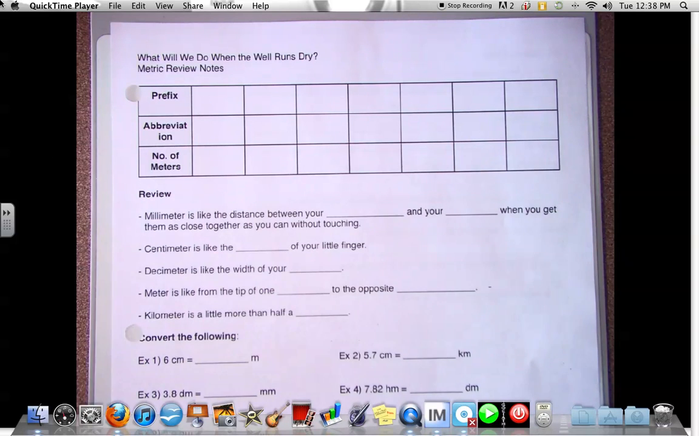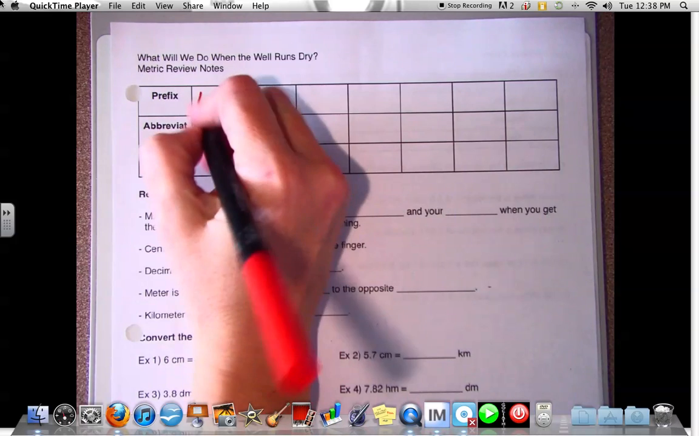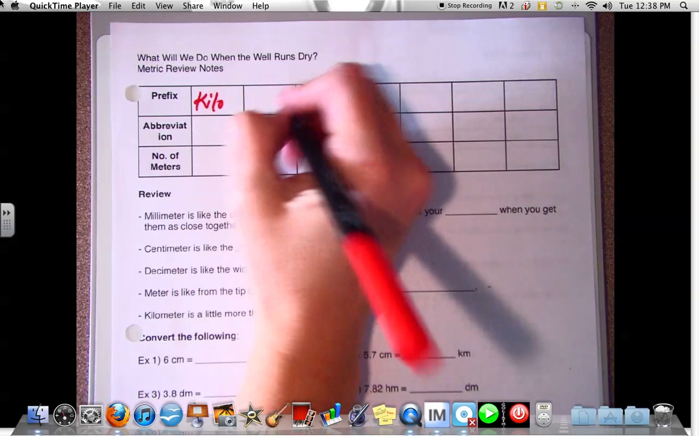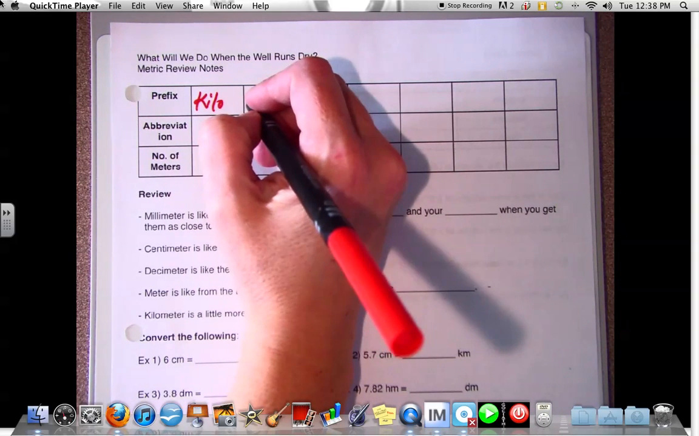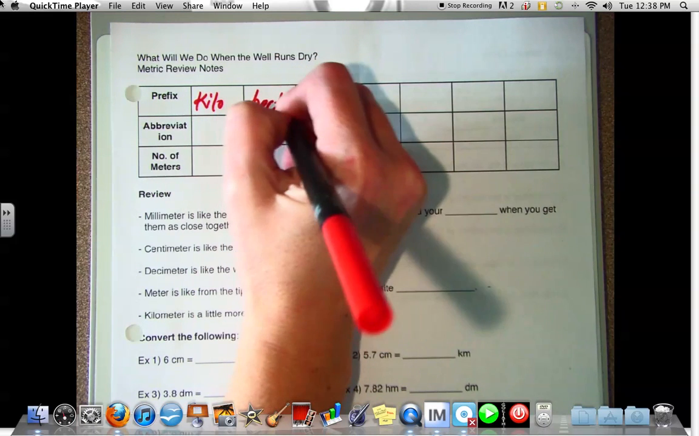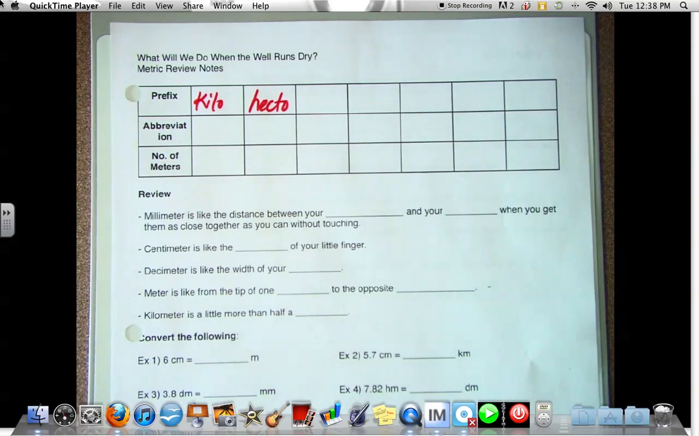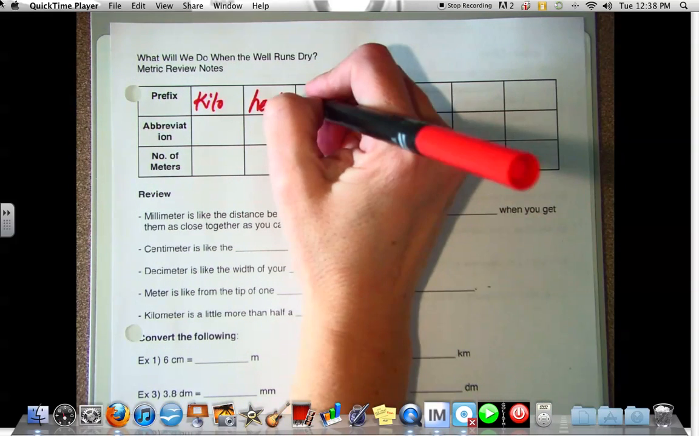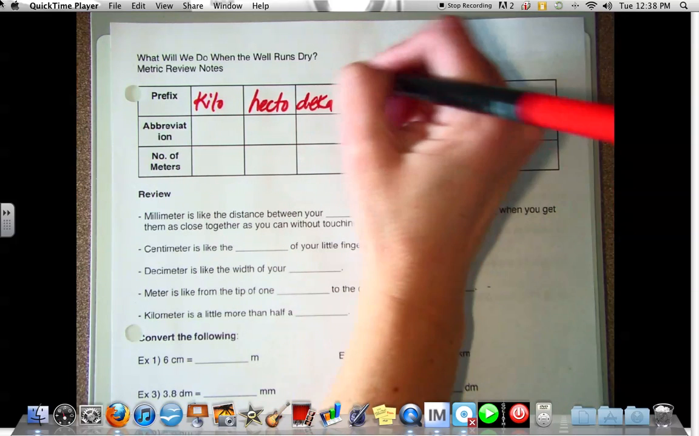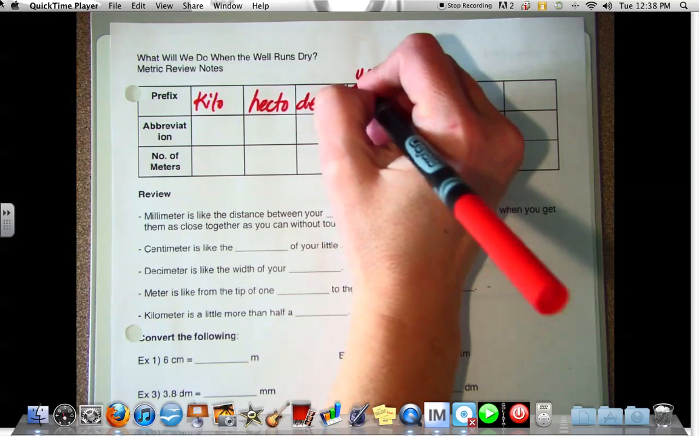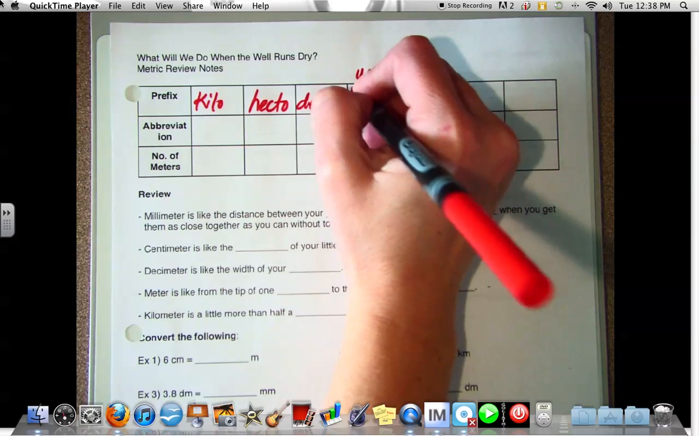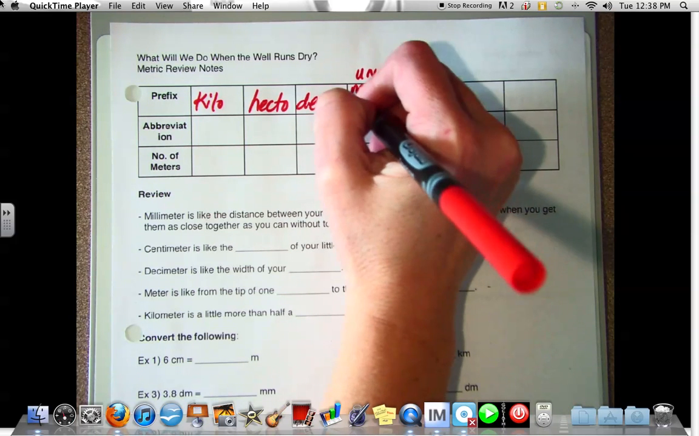Today we're going to review the metric system. So the largest unit that we have in the metric system is what? Kilometer. Kilo. And then we have? Hecto. And then? Deca. And then we have our different units. We will be looking at meters, liters, and grams.